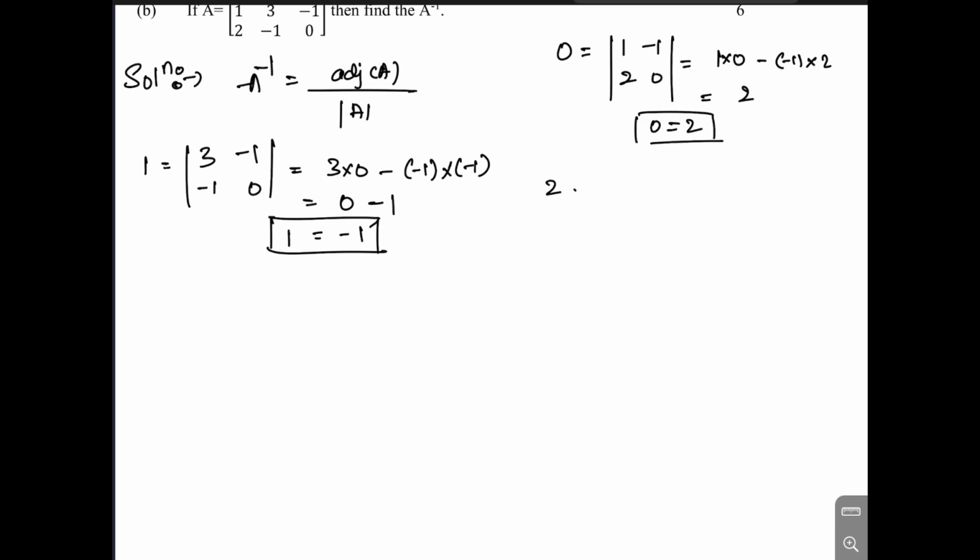Next value, 2: 1 3, 2 minus 1. So 1 into minus 1 minus 2 into 3 here. So we'll get minus 1 minus 6, which is minus 7.